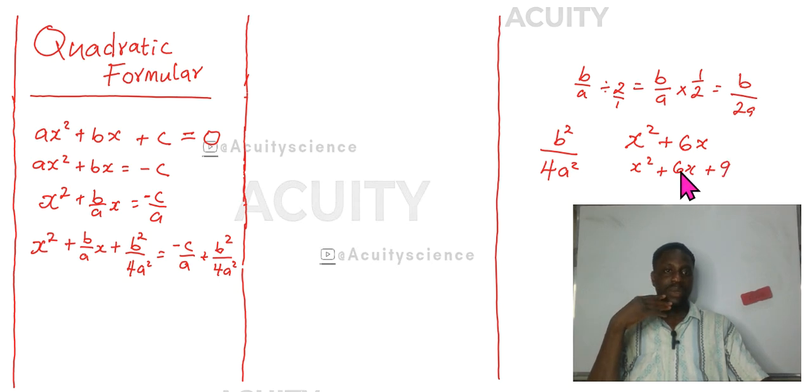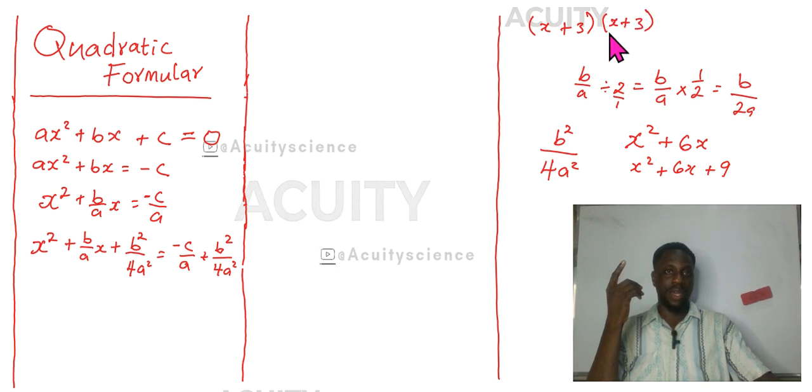Okay, so when we take half of these, being 3, and then we put it in a bracket, say x plus 3, x plus 3. Now we expand: x times x is x squared, x times 3 is 3x, x times 3 is 3x, and 3 times 3 is 9. See, we are back here, right? When we just take half of this, it works.